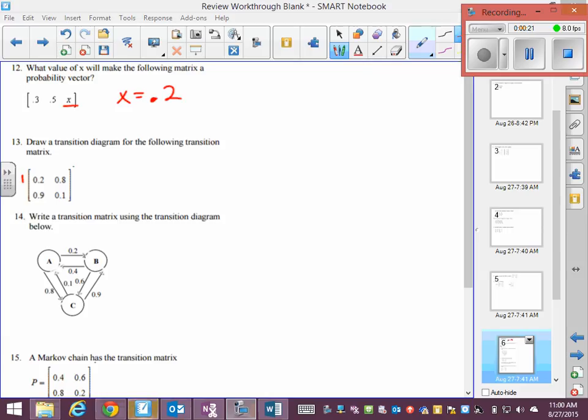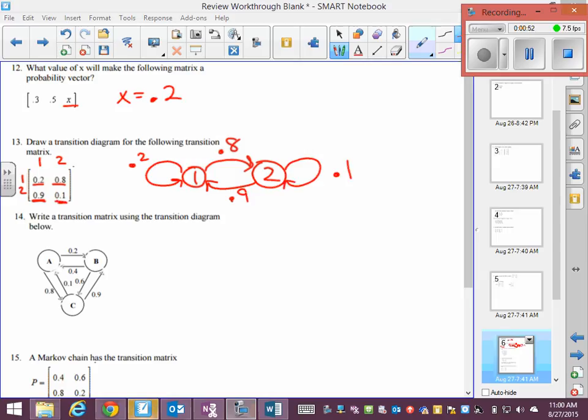So we're looking at states 1 and 2, going to states 1 and 2. And so we have two states. I have a state 1 and I have a state 2. And we're talking about the probabilities of traveling in between and back and forth. From state 1 to itself is 0.2. From state 1 to state 2 is 0.8. From state 2 back to state 1 is 0.9. And from state 2 to itself is 0.1. That's the transition diagram. Now 14 says go the other way, take this diagram and make it into a transition matrix.